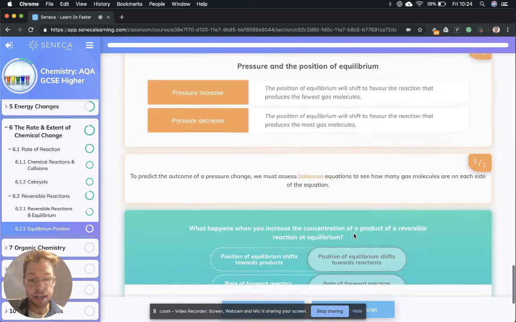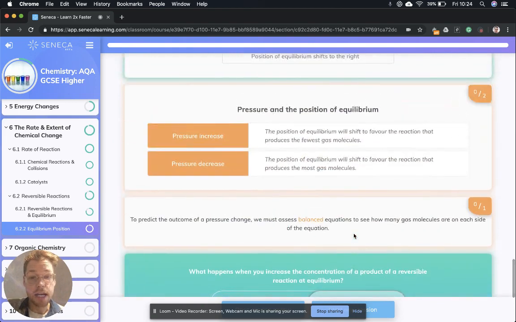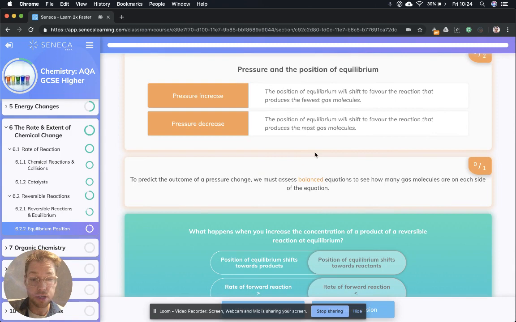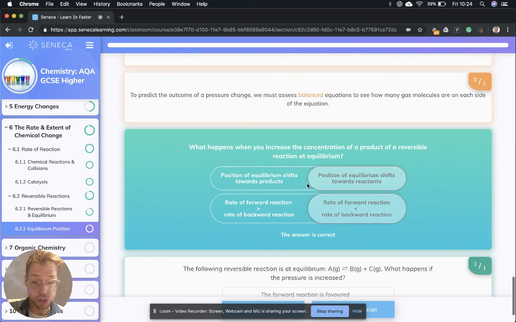And finally, let's go over pressure. If we increase the pressure, we're going to shift to the side with the fewest gas molecules. If we decrease the pressure, the position of the equilibrium will shift towards the side of the reaction that has the most gas molecules, okay? And for that, make sure you have a balanced equation, okay?